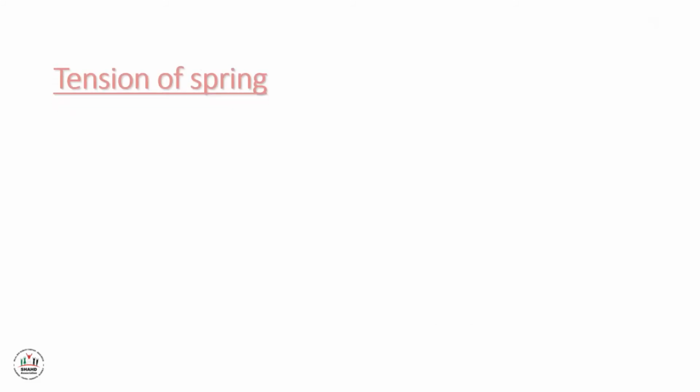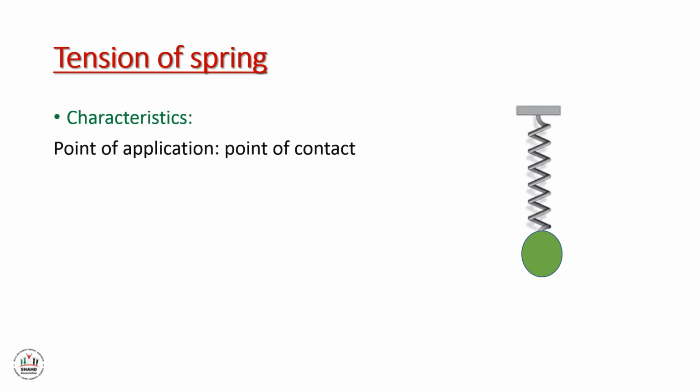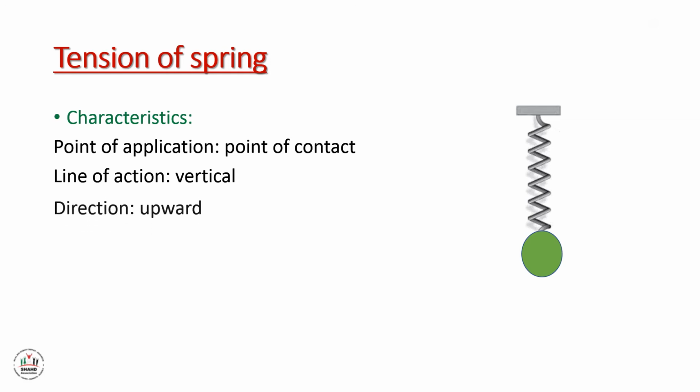Let's take this example. Suppose an object is hanged from a spring. Because we have a spring, there is a tension. Let's list the characteristics of tension. The point of application is the point of contact because it's a contact force. The line of action in this case is vertical. The direction is upward and it has a magnitude of T equal to Kx.